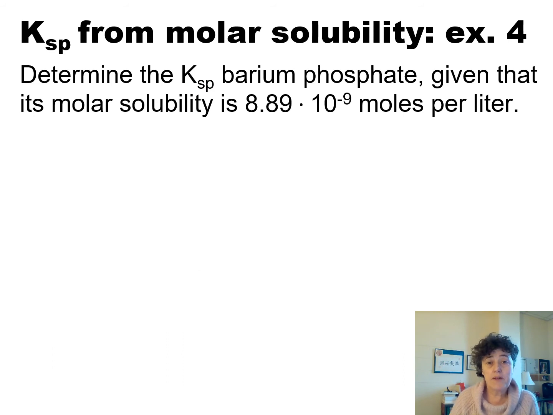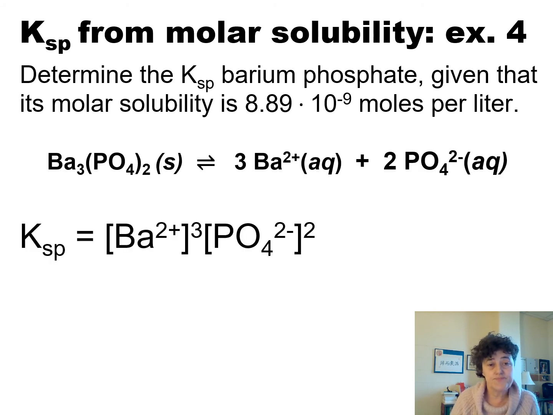So here we have barium phosphate. The difficulty here is due to the formula of barium phosphate, right? So we have like the worst case scenario in terms of coefficient. There's a coefficient in front of each of the 2 ions.